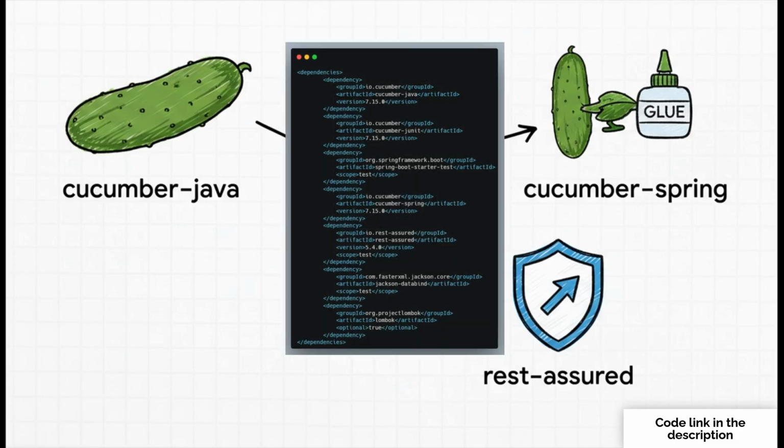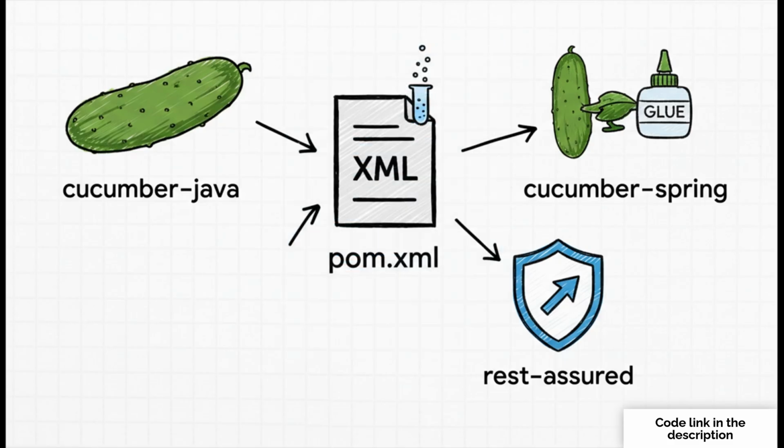And this file pulls in all the crucial dependencies that make this entire Spring Boot Gherkin setup possible. We have the standard Spring Boot starter test, but the key additions here are for Cucumber and for making our HTTP requests. Let's break down the most important ones.